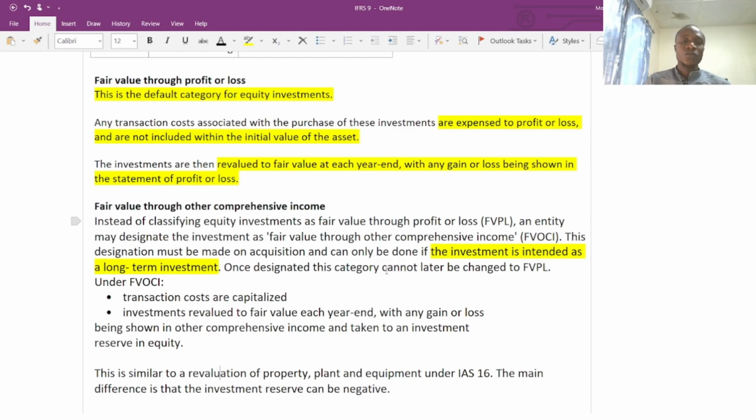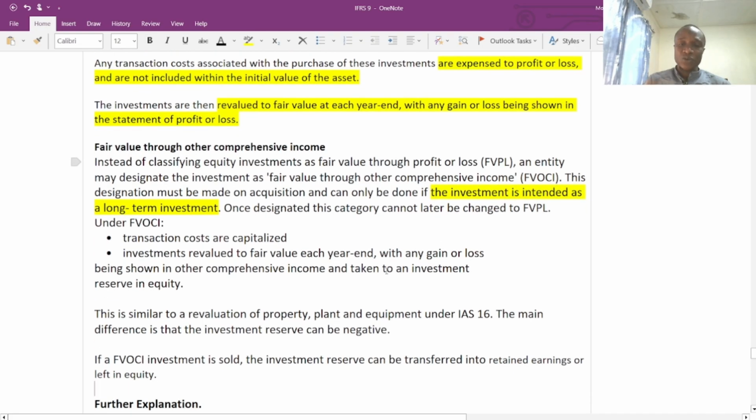So under the fair value to OCI, transaction costs are capitalized. Very important concept. Under the fair value to other comprehensive income, we are going to capitalize the transaction cost. Why? Because it is a long-term investment. It is long-term in nature, more than a year. For profit or loss, we are going to expense it.